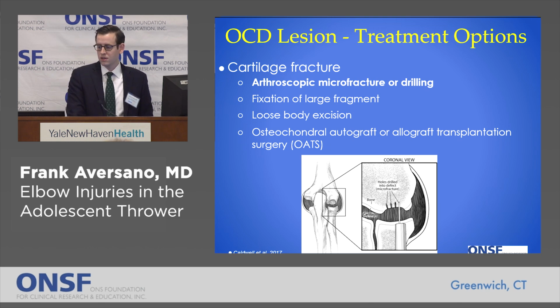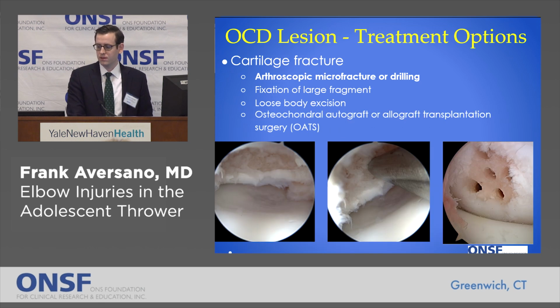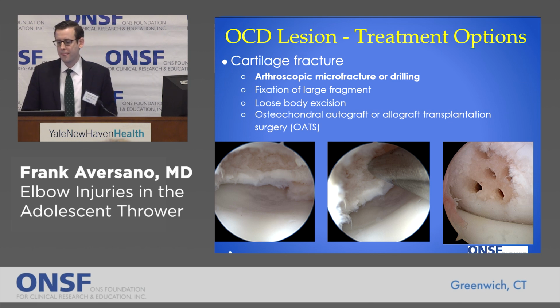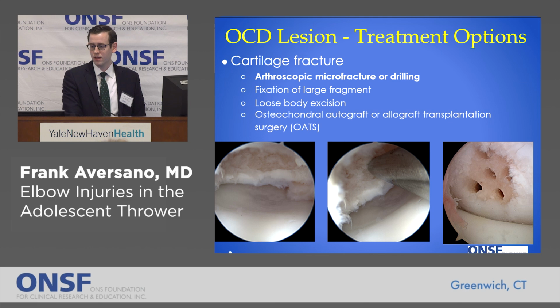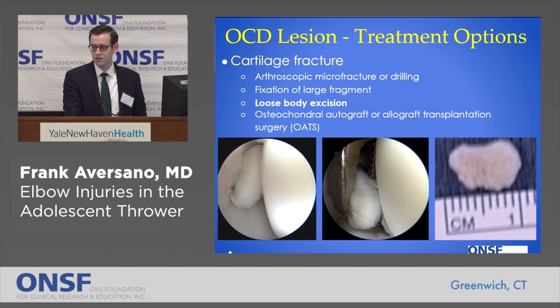So there's a procedure called microfracture or drilling to stimulate healing in that area where the cartilage has been damaged. This is typically done arthroscopically with small portal sites and cameras in the elbow to drill small holes into the exposed bone, and that can stimulate formation of a type of cartilage to cover that exposed bone and repair that defect.